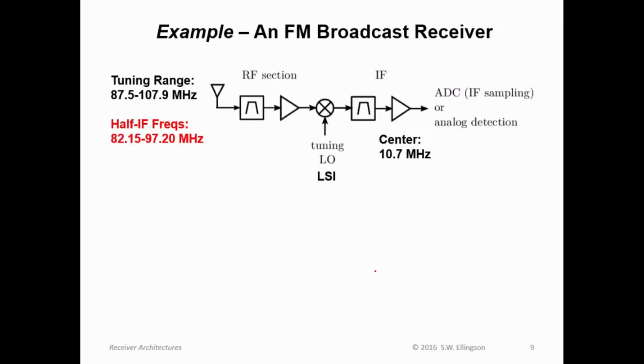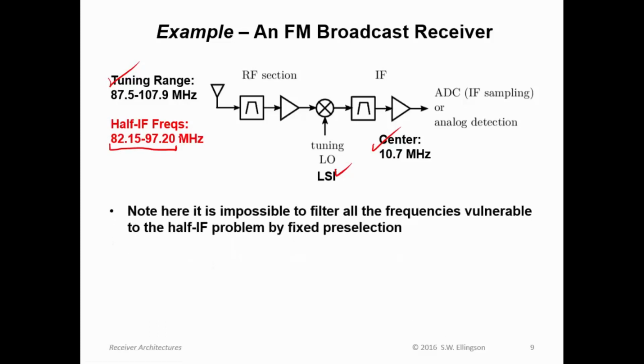So here's an example of the half IF problem affecting a broadcast receiver. Same receiver we talked about in the previous example, taking this tuning range, putting one of those 200 kilohertz signals at 10.7 megahertz, using low side injection. Well, from the equation we just worked out, the half IF frequencies are in this range. Note here that it is impossible to filter all the frequencies vulnerable to the half IF problem by fixed preselection.